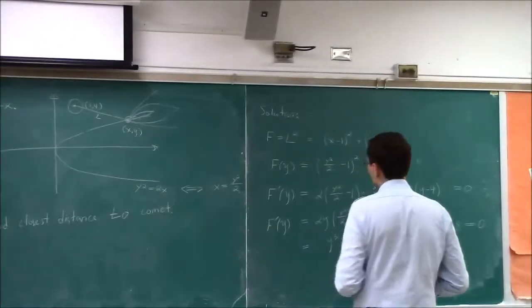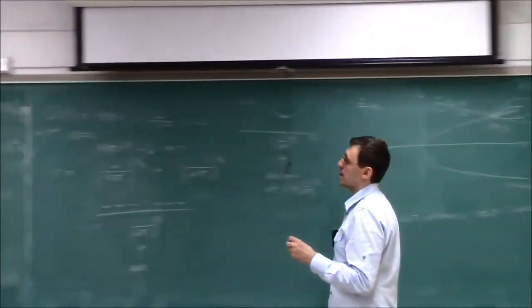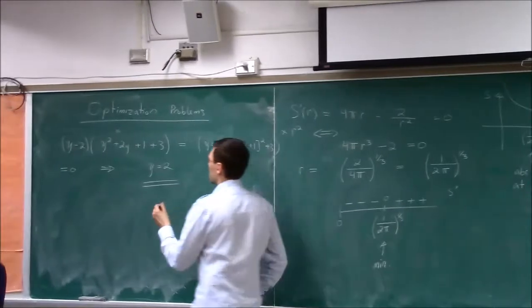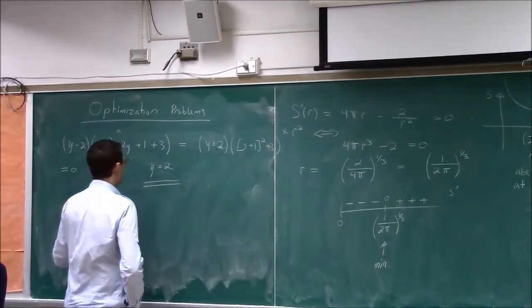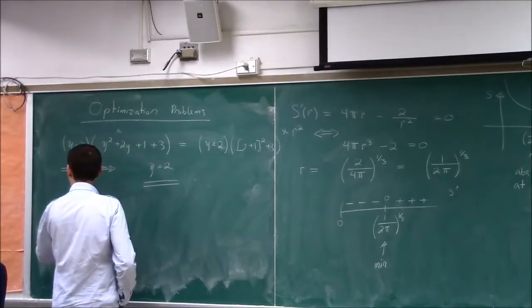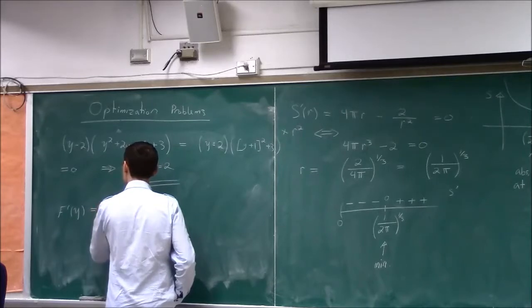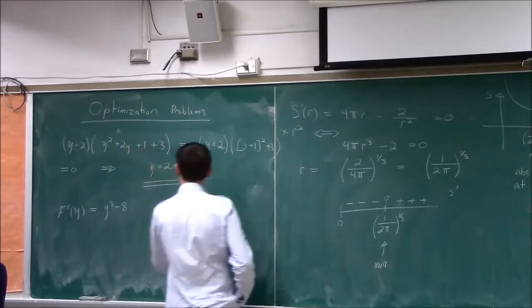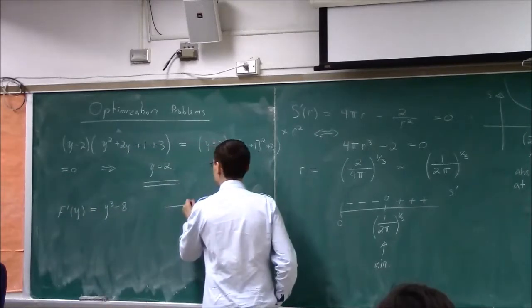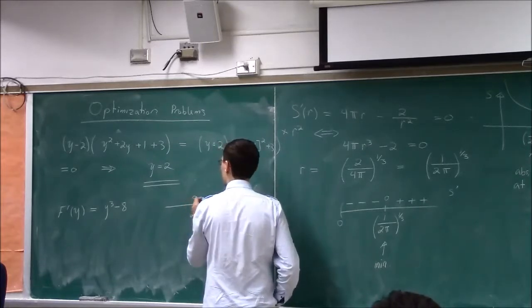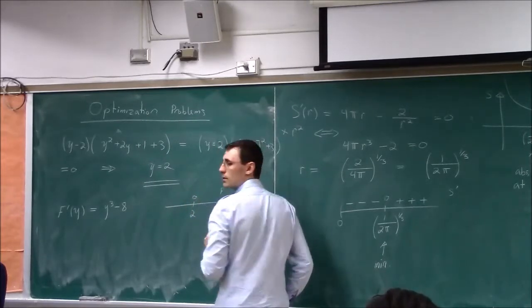Yeah, we can do that. So what we have is the derivative, f prime of y, is simply y cubed minus 8. So if I put 2, that's where f prime is 0.